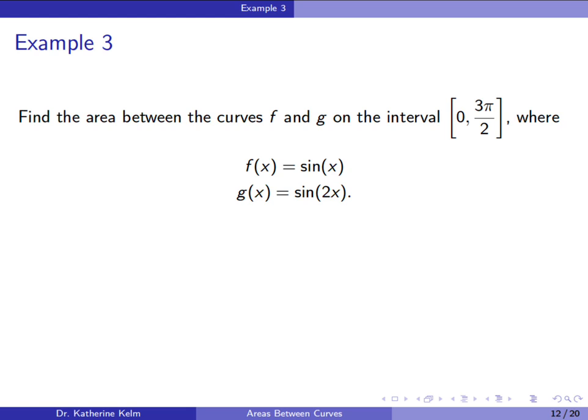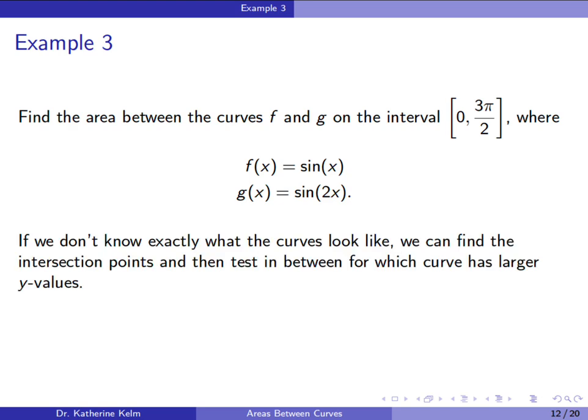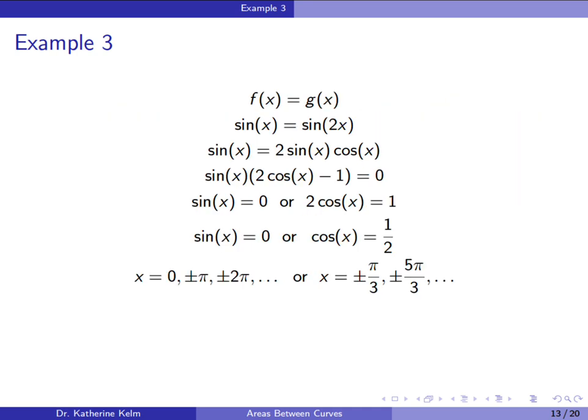Another example, find the area between the curves f and g on the interval from 0 to 3π/2, where f of x equals sine of x and g of x equals sine of 2x. Now, if we don't know exactly what the curves look like, we can find the essential information by working out where the intersection points are and then test in between for which curve has larger y values. So first, setting the curves equal to each other.